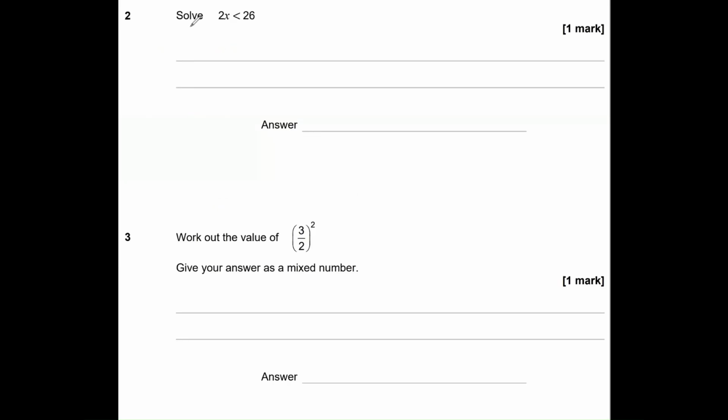Now moving on to question 2, it says, solve 2x is less than 26. Now inequalities are solved in the exact same way as we solve equations. The only difference is that instead of the equal to sign, we will have the inequality sign. So in this inequality, we will take 2 to the other side and divide 26 by it. That would be x is less than 26 divided by 2. So x is less than 13. So our answer is x is less than 13.